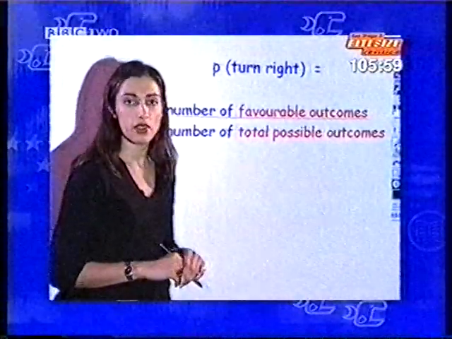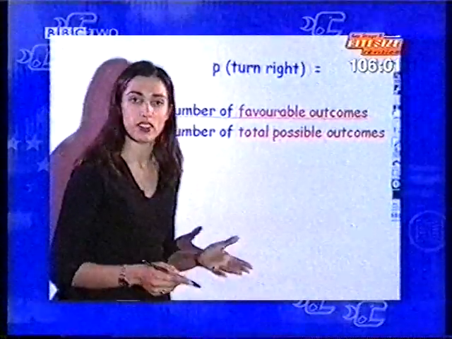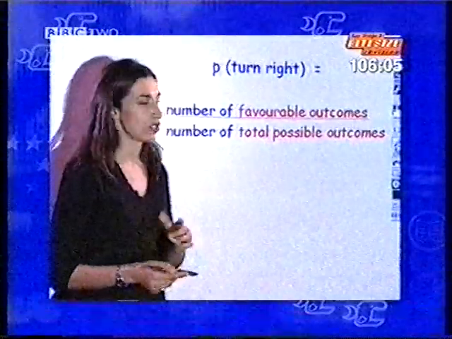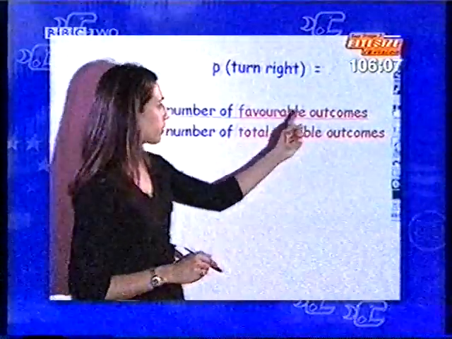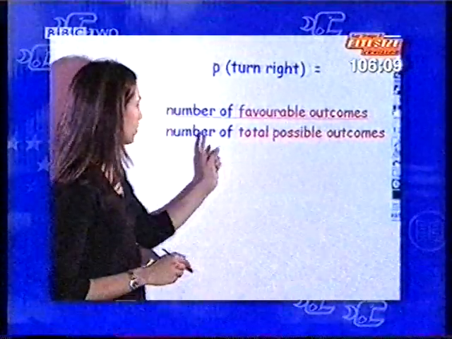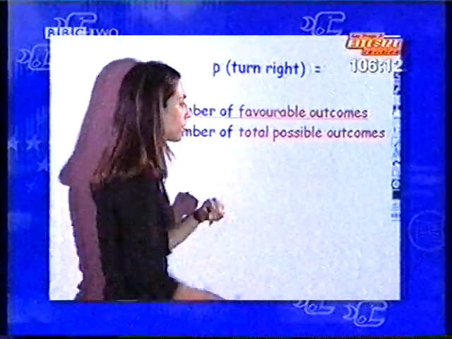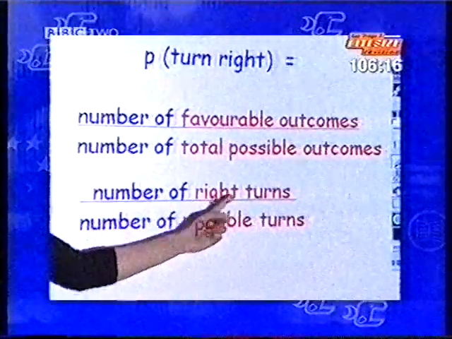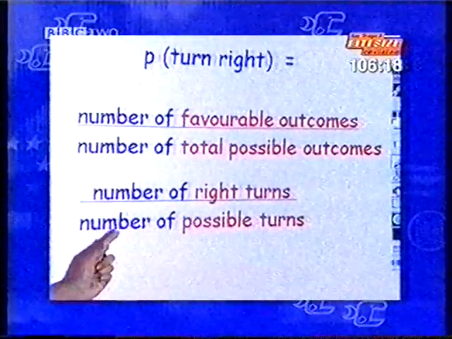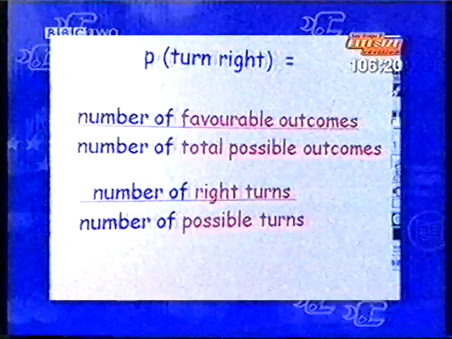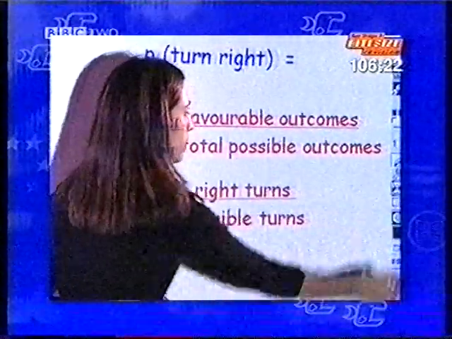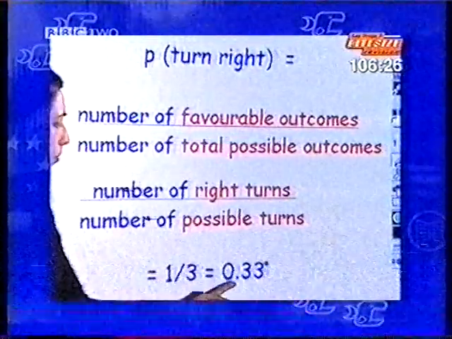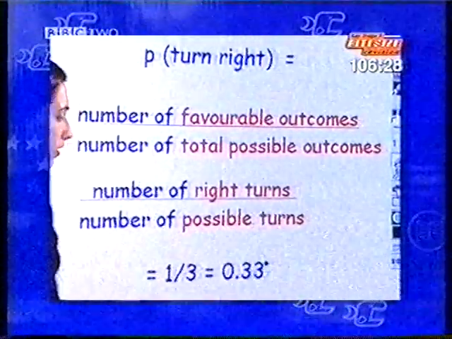This time there is still only one favourable outcome that we want, and that's to turn right. But there are 3 possible outcomes. There's right, left, or straight on. So we take the number of favourable outcomes and divide them by the number of total possible outcomes. In which case we have number of right turns, which is 1, divided by the number of possible turns, which is 3. That would give us a probability of 1/3, or 0.33 recurring.